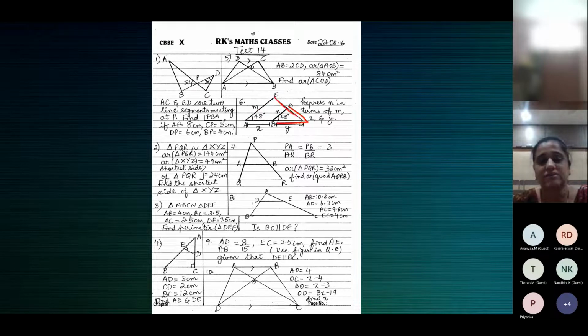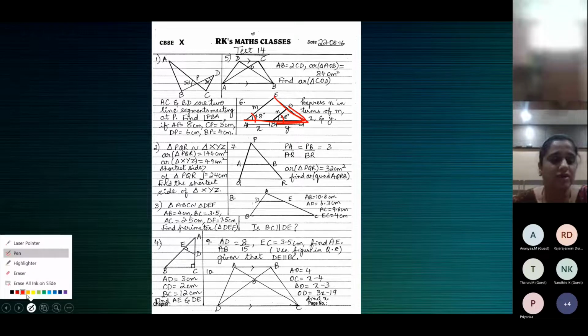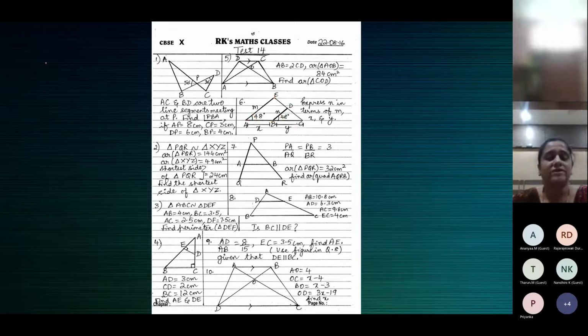DCB, ECA, common angle. And then small triangle, this is 48, big triangle, this is 48. So by AA similarity, the two triangles are similar. So how do you write the order? A is 48 in the big triangle, B is 48 in the small triangle. C is the angle common to both the triangles.